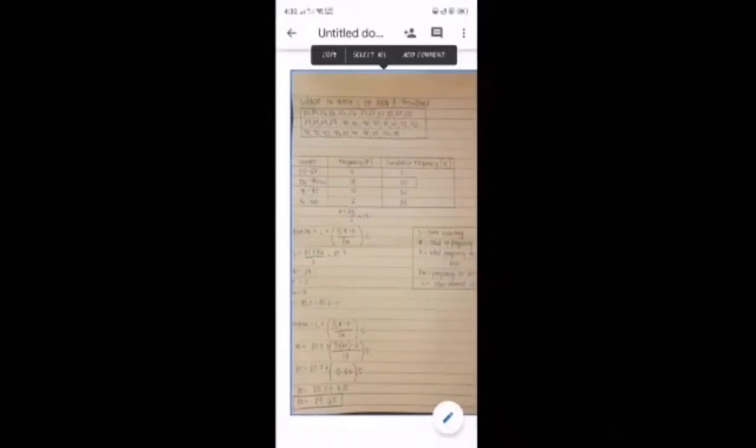Then the median is equal to L plus half of N minus F over Fm times C. Then change the variable into number. So M is equal to 85.5 plus half of 34 minus 2, then divided by 18 times 5.